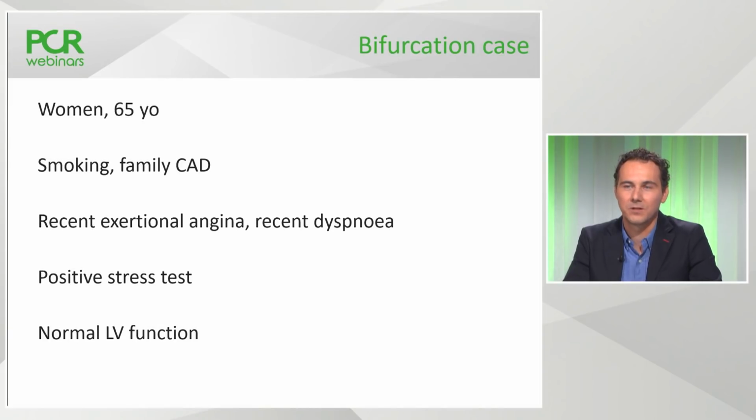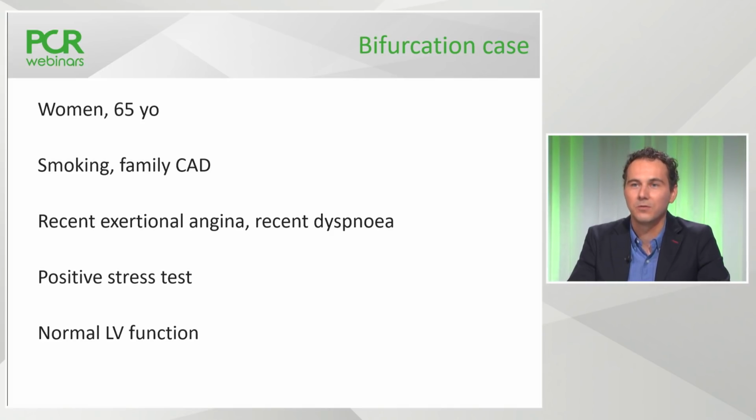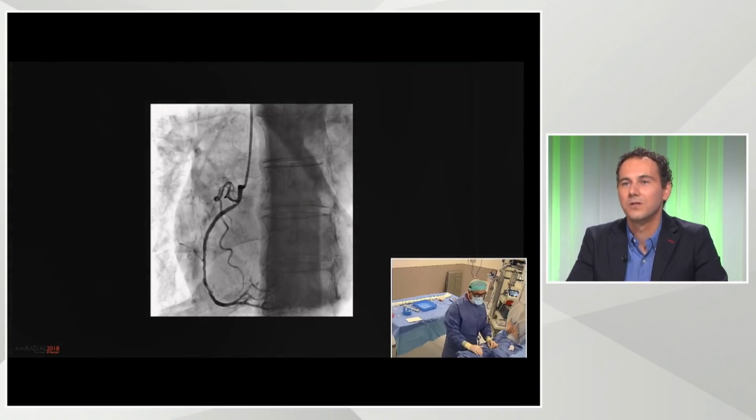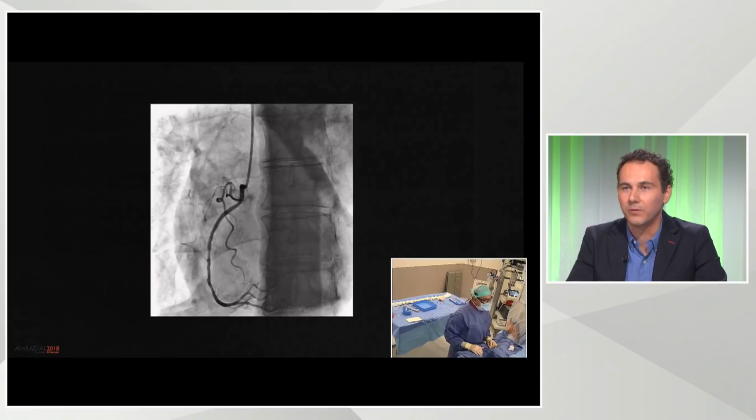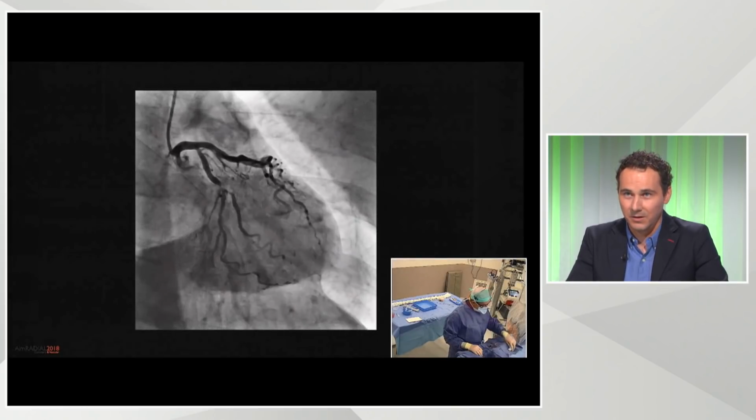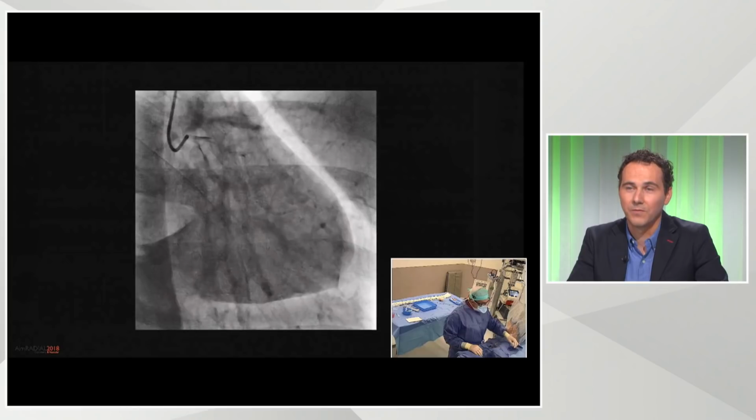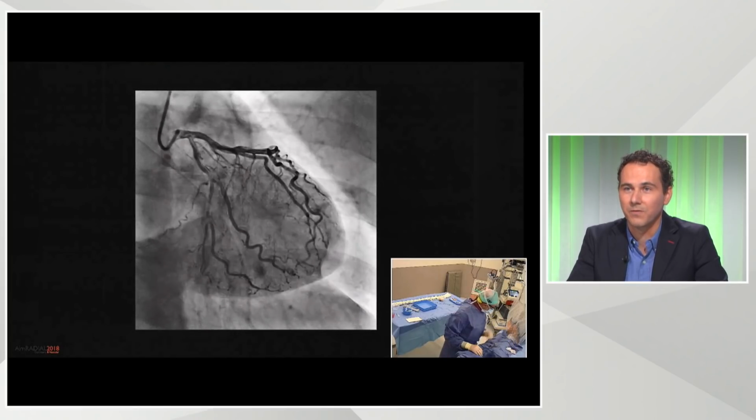So this is a 65 year old woman, very active. She has a history of smoking, family history of coronary artery disease, and she described a recent exertional angina, class 2, and a recent dyspnea also. She has a positive stress test, that's why she came into the cath lab, and she has a normal LV function. So this is the angiogram. The RCA is moderately diseased. This is the caudal view, RAO caudal view, with a tight stenosis of the proximal circ at the bifurcation.